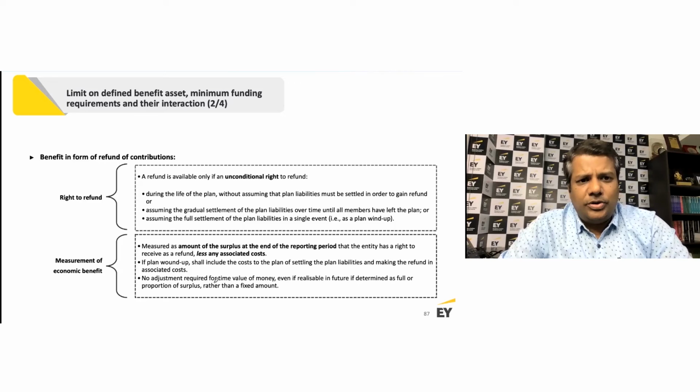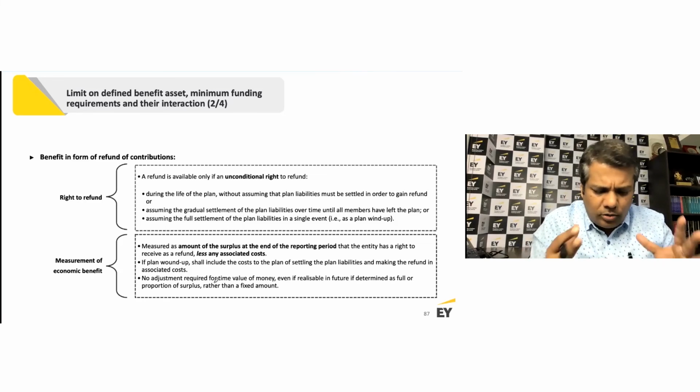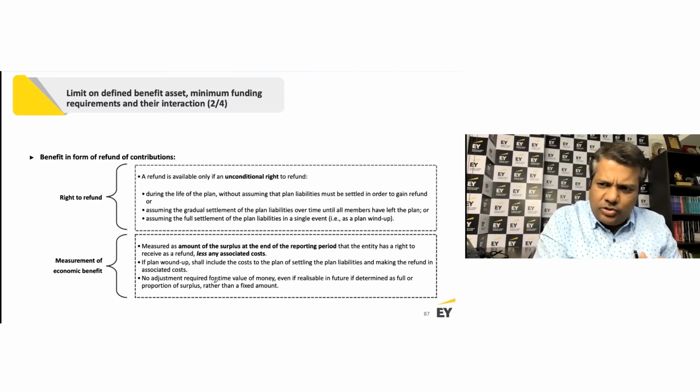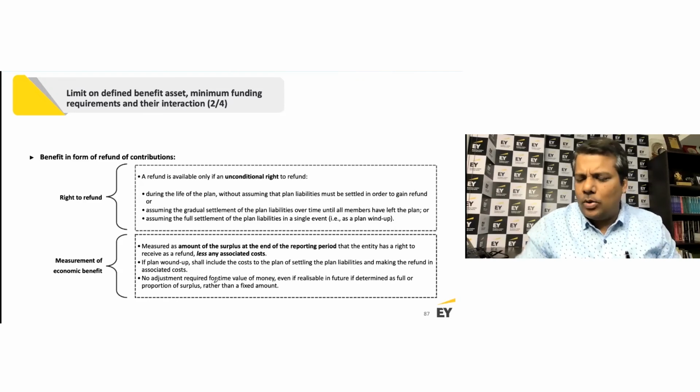Okay, so you need to look at these principles carefully. How do you measure the economic benefit, right? Measured as the amount of the surplus at the end of the reporting period that the entity has a right to receive as a refund less the associated cost. If the plan is wound up, it shall include the cost. Again, the point we're trying to make is that you have to look at the terms and conditions of the plan. You have to look at the legal jurisdiction in which the plan is. And then you determine how much you should record as a plan asset, what disclosures, what uncertainty, and how to measure the economic benefits.